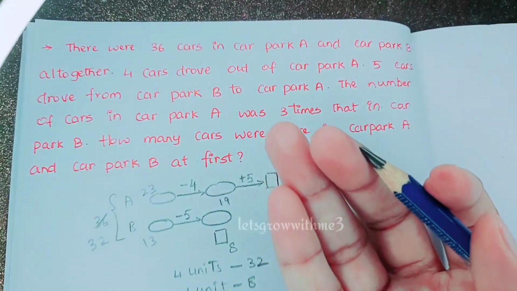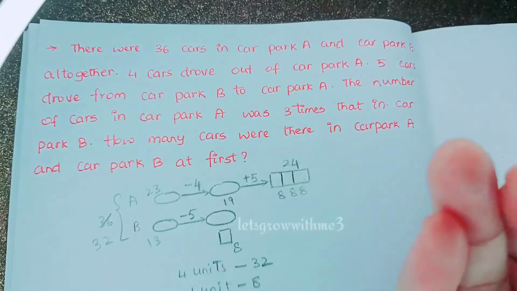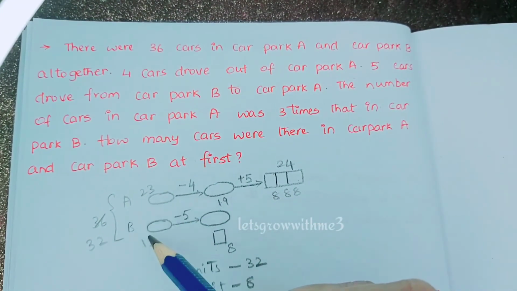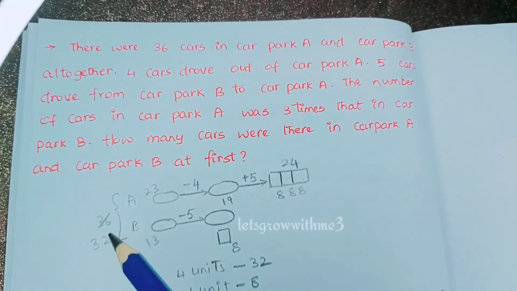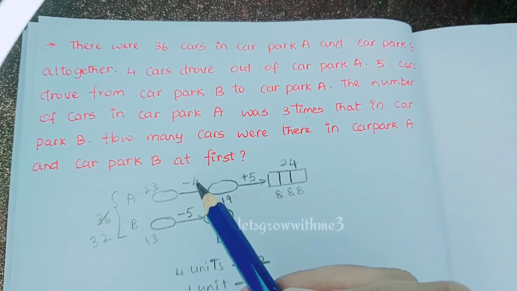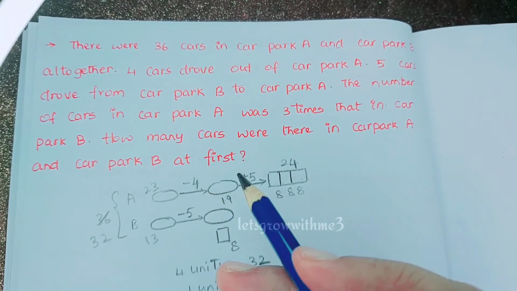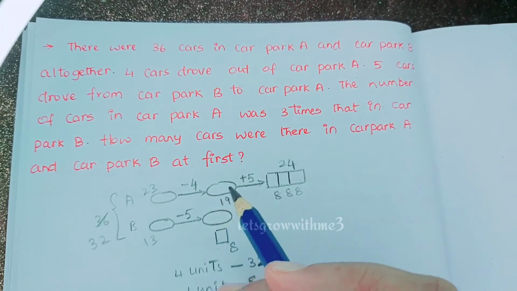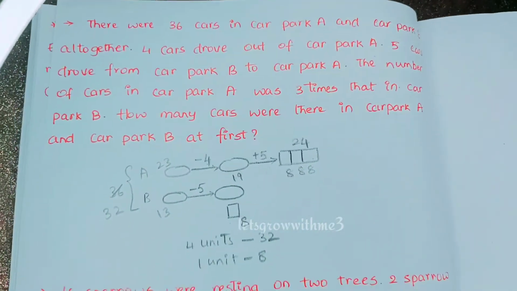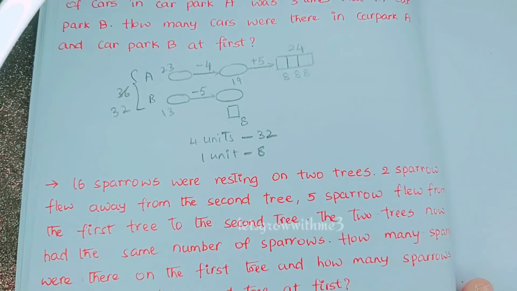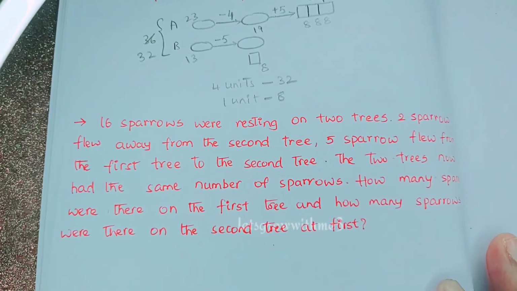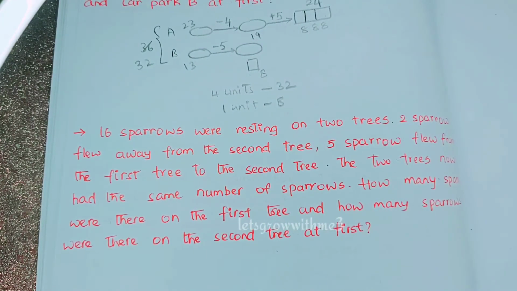If you add them, whatever your previous value was, 36, there were 36 cars in car park A and car park B together, right? So that's the value we are getting here also, 23 plus 13, which is equal to 36. Then from 23 cars, 4 cars drove off from car park A, so we removed them and got 19, then plus 5 is 24. Okay, so that's how we need to solve this.